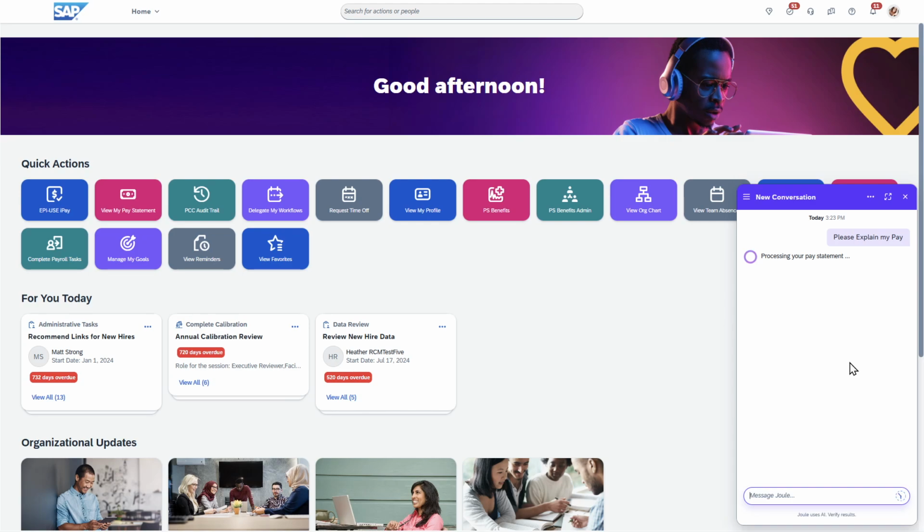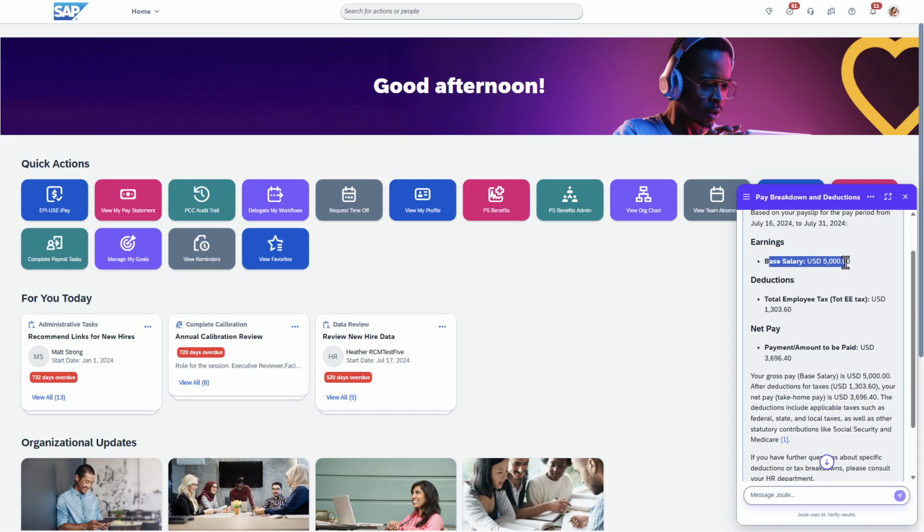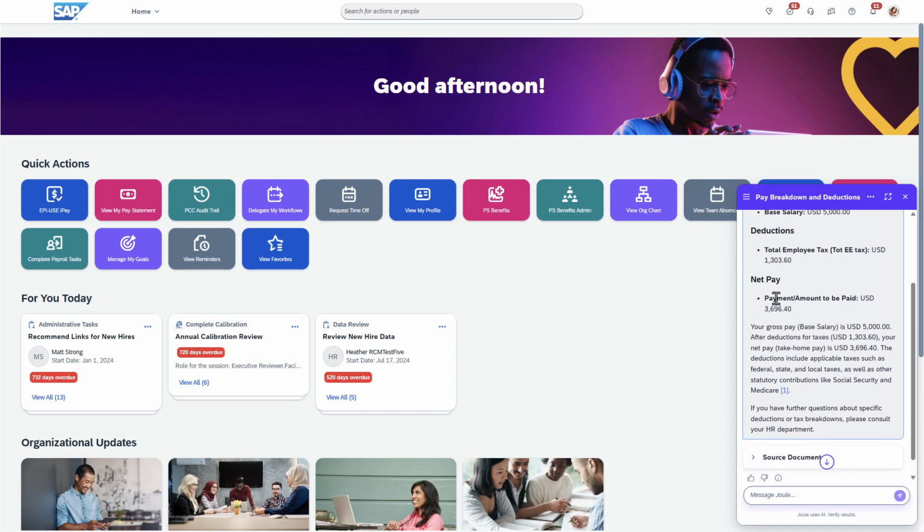So this is allowing an employee to actually ask questions about their payroll, and then Joule will go into ECP, pull in the information from the most recent pay statement, and then be able to explain it. So it shows me the pay period, July 16th to 31st. Sorry, I need to catch up on all my payroll runs from this demo system. It shows here's your earnings, here's your deductions, here's your net pay, and then it gives a little bit of explanation here as well.